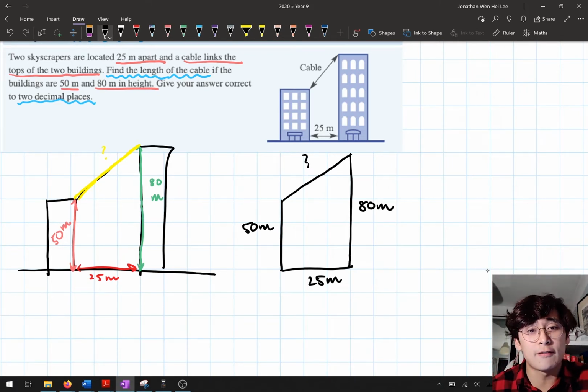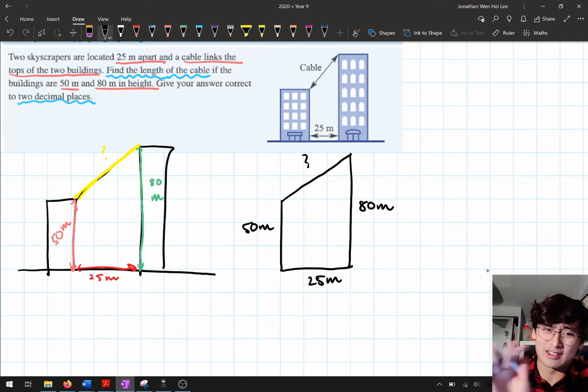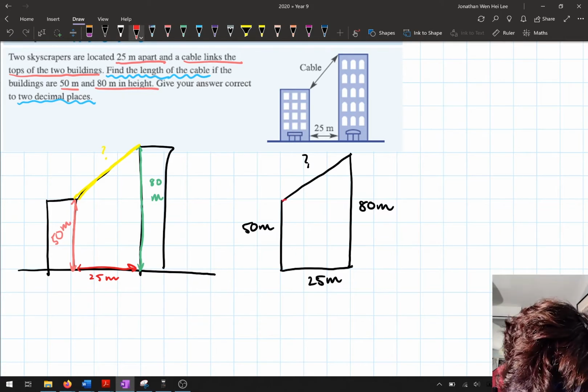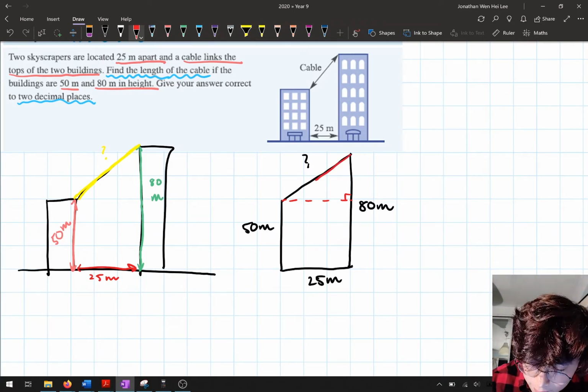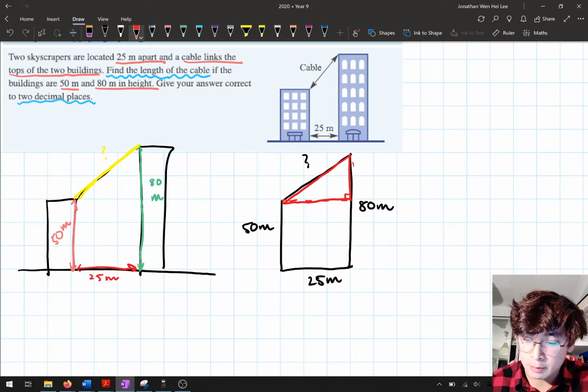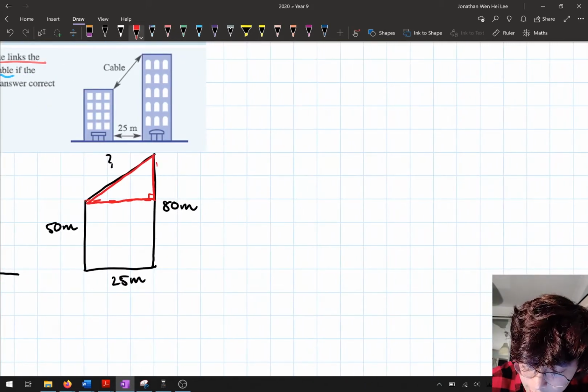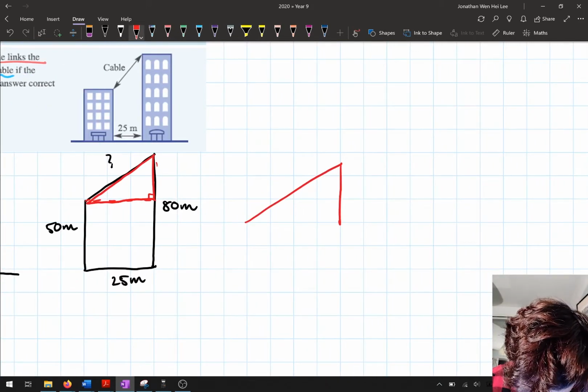Next step is I want to identify where I have a right angle triangle. Now, hopefully you notice that this looks very similar to my first example. And so I can actually put on another horizontal line here. There's a right angle here, and so I've got another right angle triangle here, this right angle triangle at the top. I'm going to draw it out on the side here just so we can see it a little bit better.